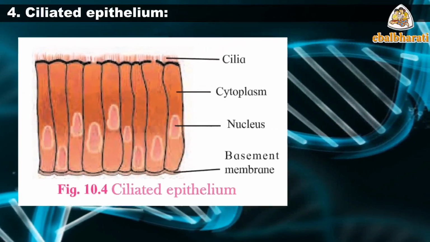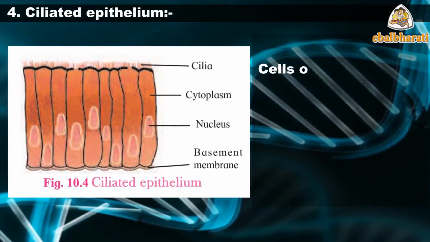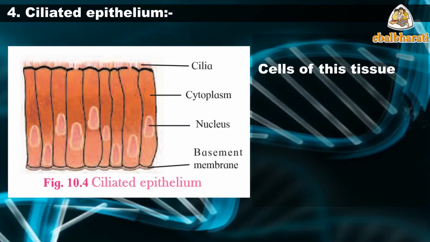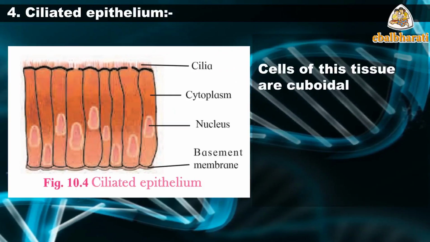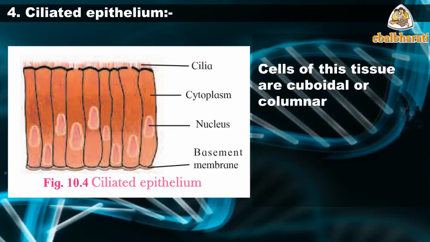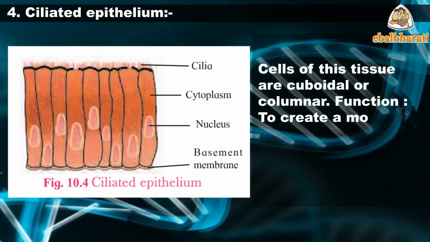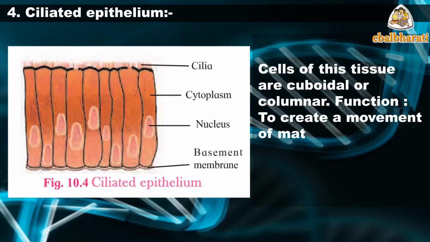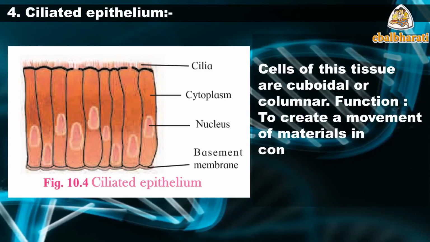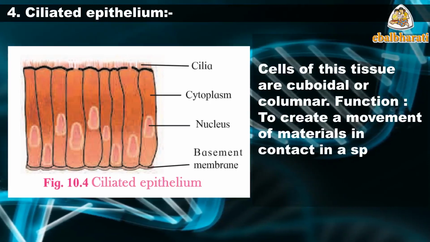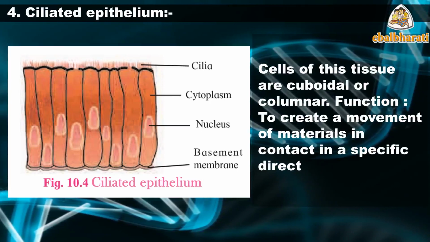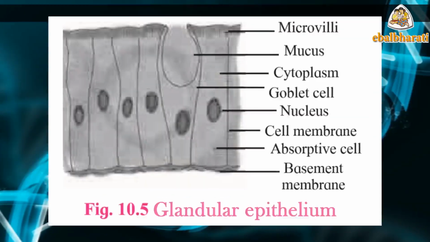Ciliated epithelium. Cells of this tissue are cuboidal or columnar. Free ends of the cells are broad, while narrow ends rest on a basement membrane. Free ends show hair-like cilia. The nucleus is oval and placed at the basal end of the cell. It is depicted in figure 10.4.